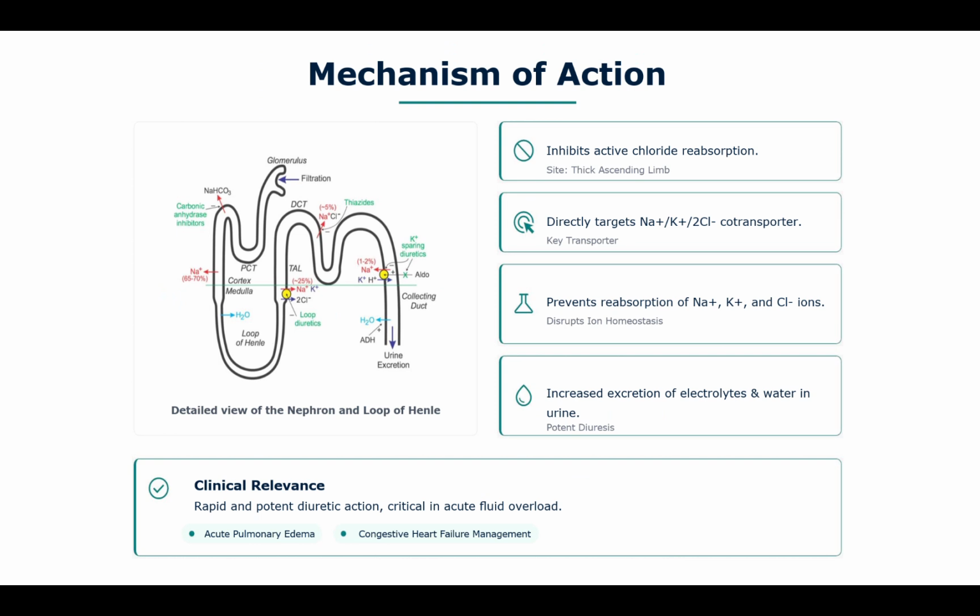Moving on to the fascinating mechanism of action of furosemide, this is where we understand its potency. Furosemide exerts its powerful diuretic effect by acting on the kidneys at both the physiological and cellular level. Its primary pharmacological effect is the direct inhibition of active chloride reabsorption in a very specific part of the kidney called the thick ascending limb of Henle's.